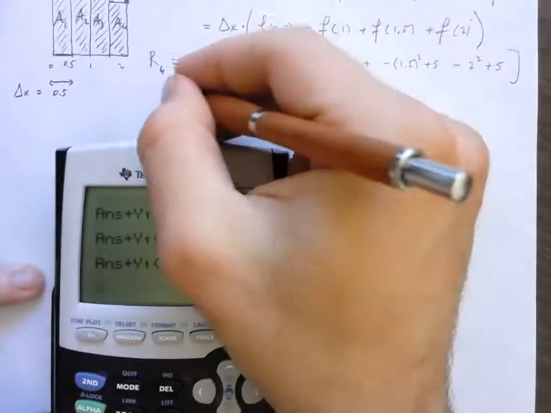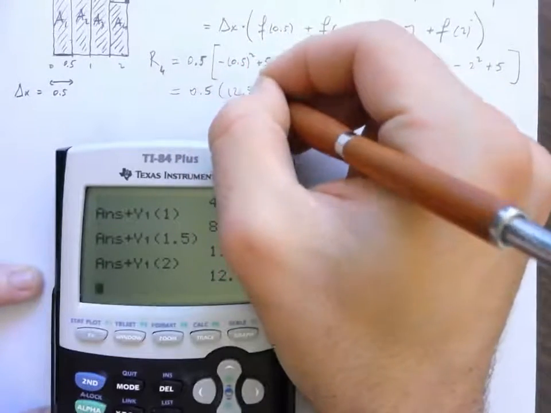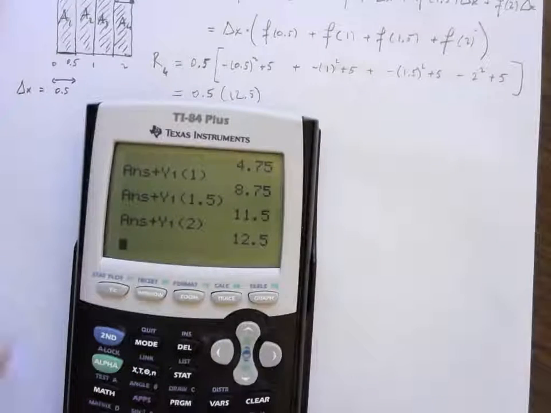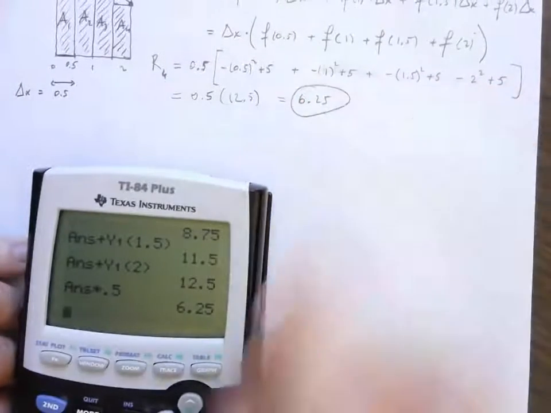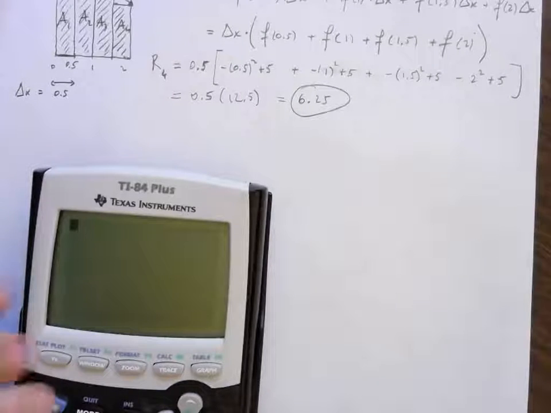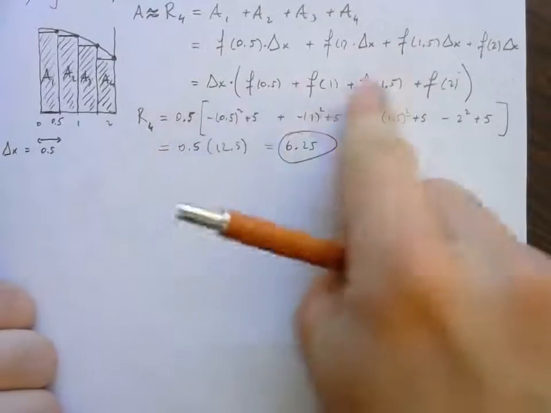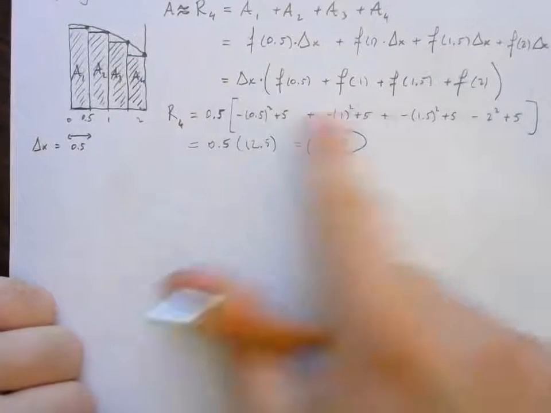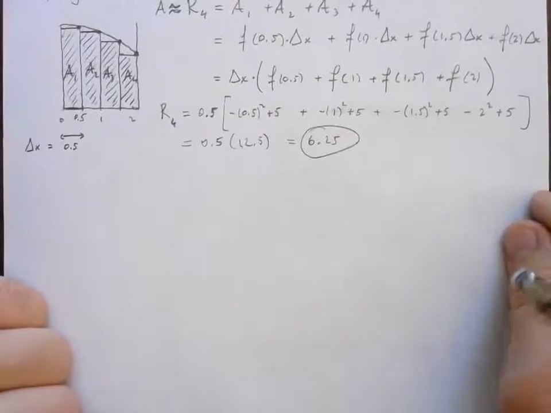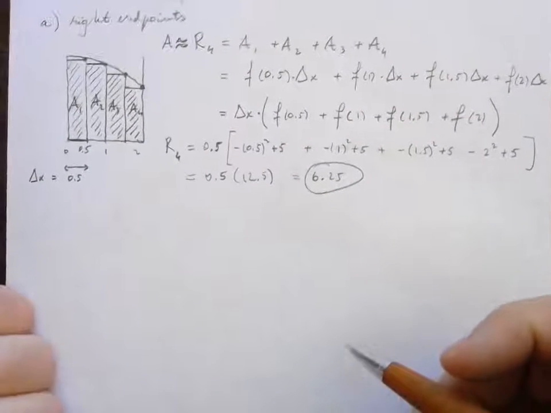So this should now be equal to 0.5 times 12.5. So when I multiply this by the delta x, I get 6.25 for the answer. So that's how you would do it on the calculator, right? You want to enter your function in y equals, then evaluate at all these points. Then at the end you multiply by the delta x once you add all those things up. And that makes it quicker than plugging in this numerical version. So that was the right endpoint use.